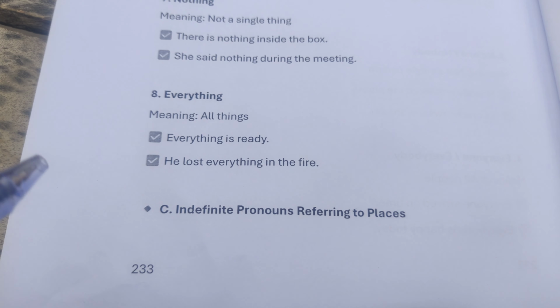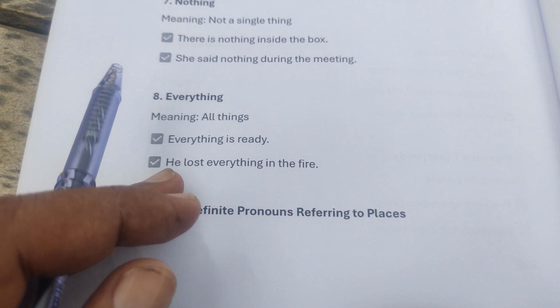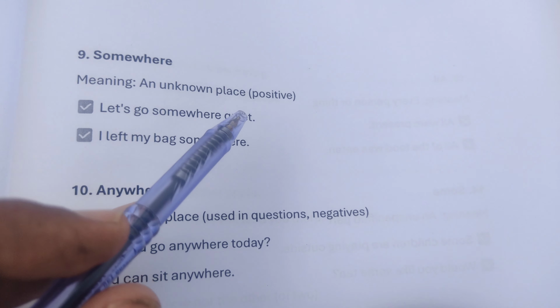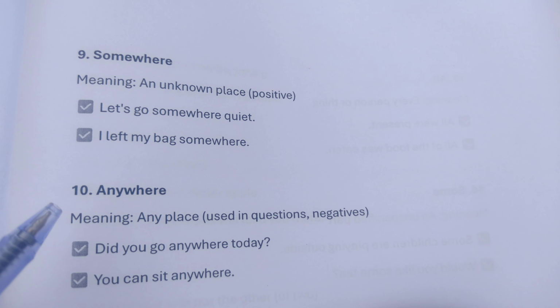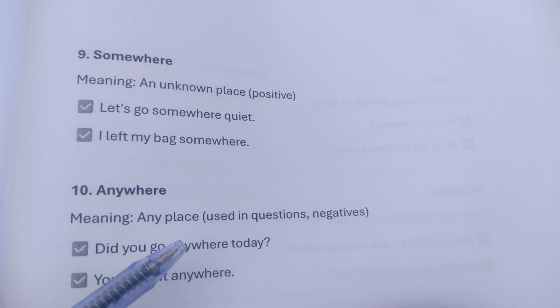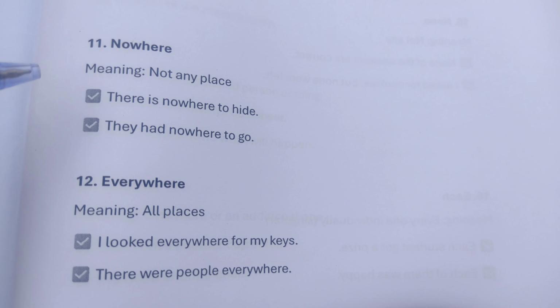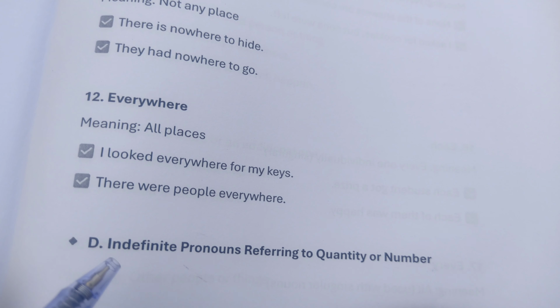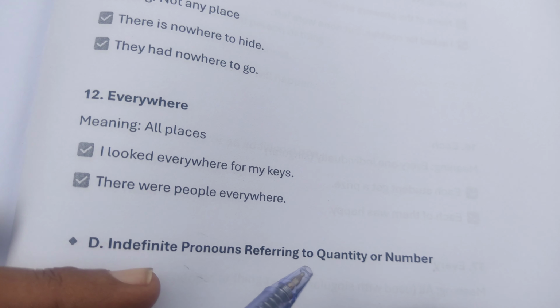Now here we have the next page, indefinite pronouns referring to places. Somewhere, meaning an unknown place, positive. Let's go somewhere quiet. I left my bag somewhere. Anywhere, meaning any place, used in questions, negatives. Example: did you go anywhere today? You can sit anywhere. Nowhere, meaning not any place. Example: there is nowhere to hide. They had nowhere to go. Everywhere, meaning all places. Example sentence: I looked everywhere for my keys. There were people everywhere.